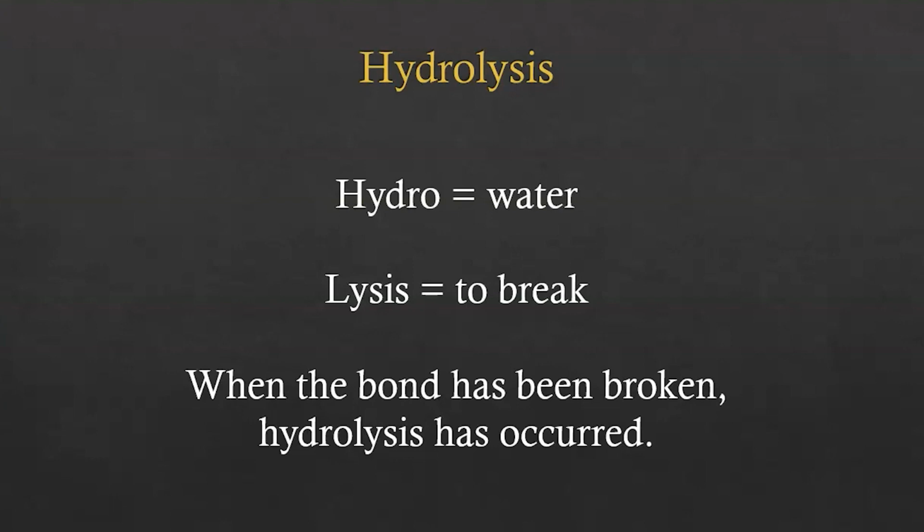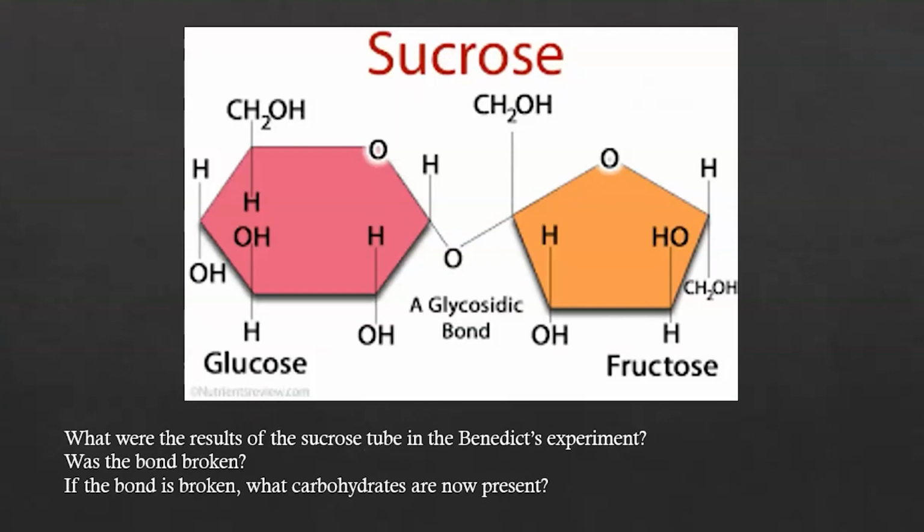When hydrolysis occurs, that means the bond is broken. Heat alone is not always enough to break a disaccharide bond. Sucrose solution is the starting solution in this experiment. It is a disaccharide composed of glucose and fructose. Heat alone is not enough to break its strong glycosidic bond.